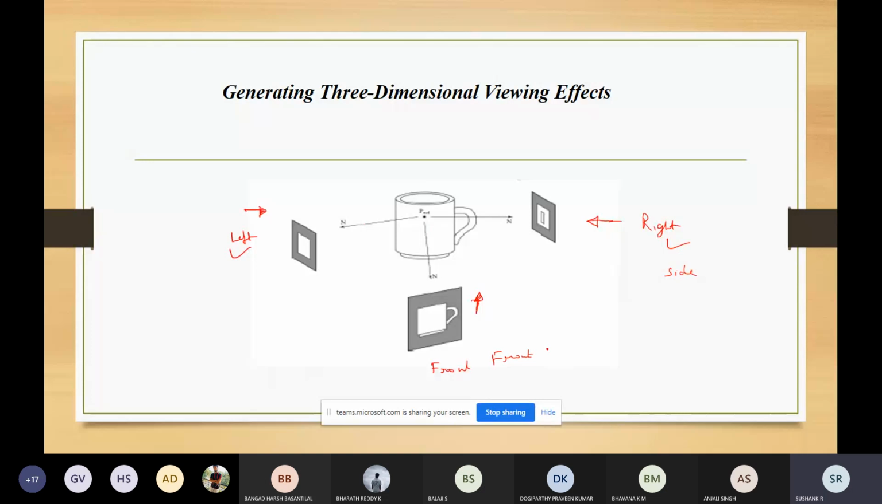As we can move the viewing point around the object, this is also one methodology. What we are doing is displaying the different views of an object as we are moving the viewpoint around that object. So around that object, we get different sides or different views of that object.